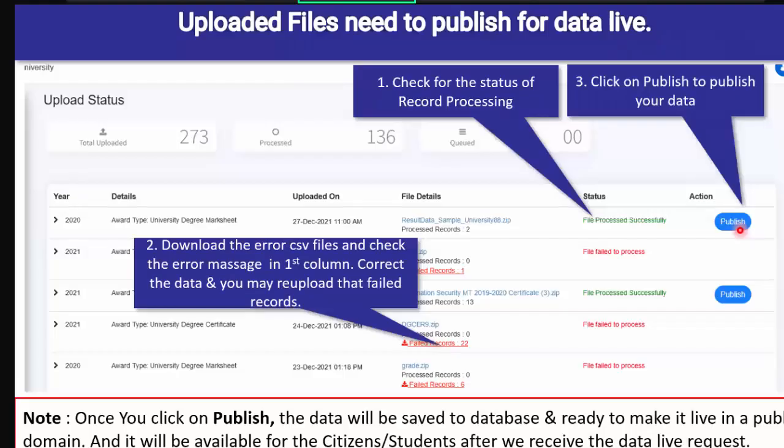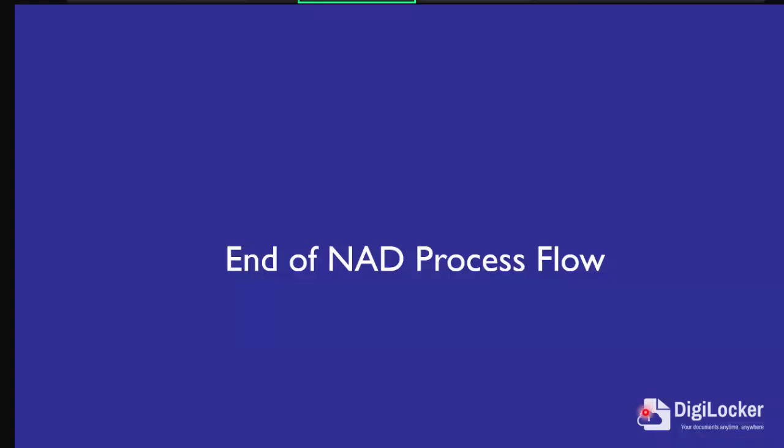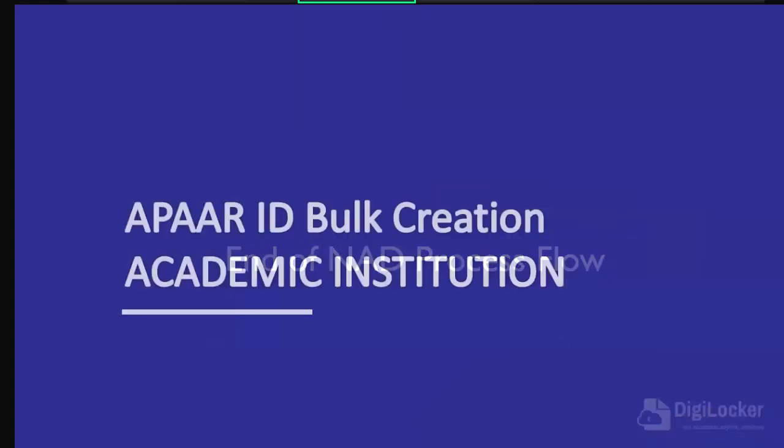Now, if you click on publish, the data will be saved to the database and ready to be made live in a public domain, that is DigiLocker, and it will be available for the students after we receive the data live request. So what is a data live request? It is a small request which you have to send us via email, saying that you want your data to be live on DigiLocker, and we will start the due process, and within a matter of time your data will be live on DigiLocker for the students, right? So this was the small process of how NAD DigiLocker works.